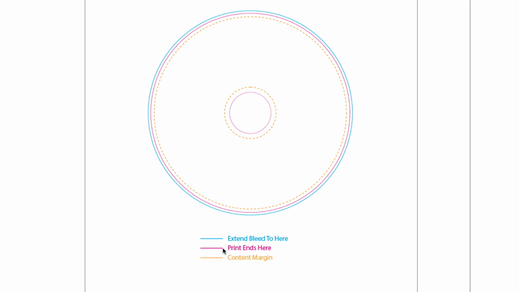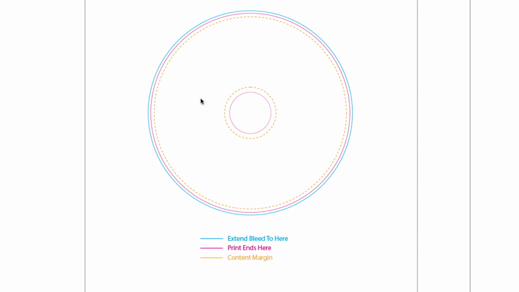So the second one is where the print ends. The print is technically going to peel off. You're going to peel your labels off where the pink is, and that's why the added extra that goes to the blue line is going to be your bleed area that you're going to eventually throw out.